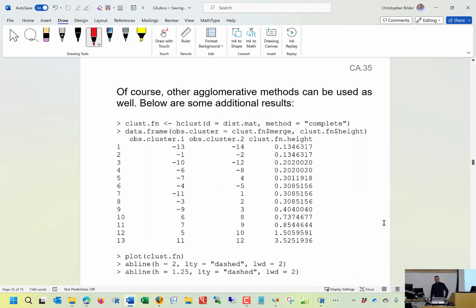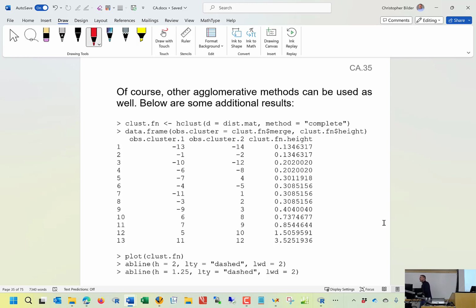Okay. Well, what if I chose to use some other clustering method? Would I get the same results? And the answer is actually no. And very frequently in actual application, it's going to be no.